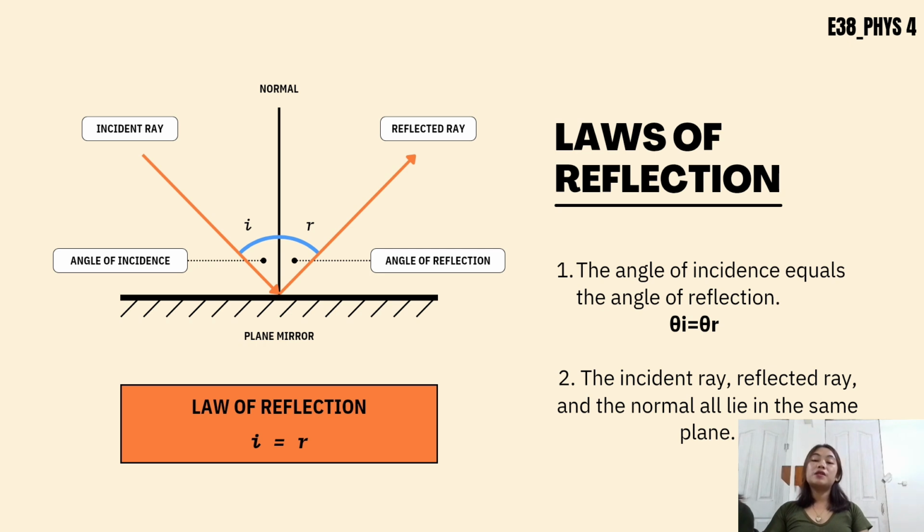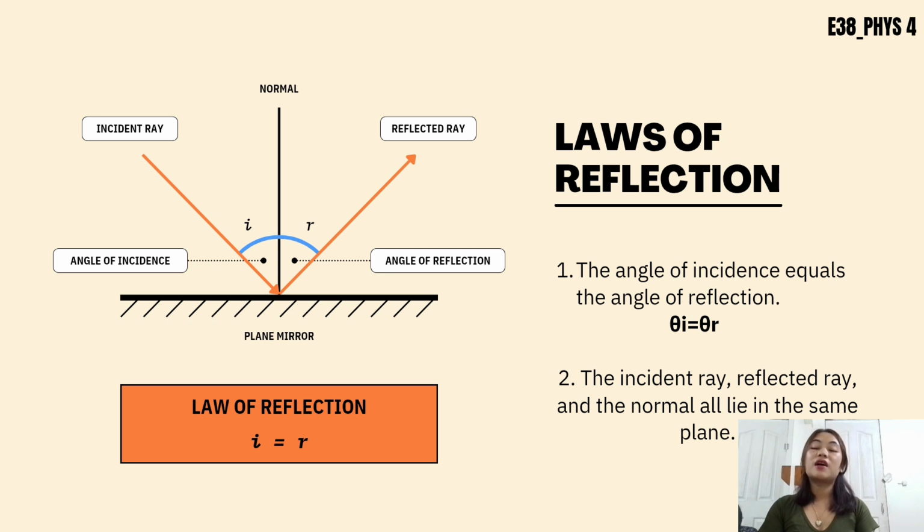Hello everyone, I will be discussing now the two fundamental concepts in light, which are the laws of reflection and the laws of refraction, also known as Snell's law. Let's have first the laws of reflection. Reflection is what happens when light bounces off a surface, right? Like a mirror. There are two simple laws that govern this.